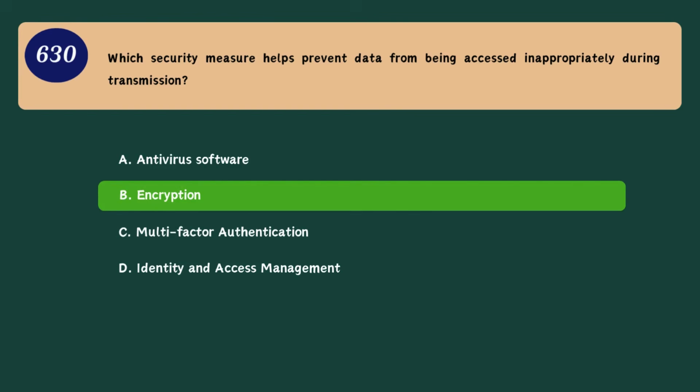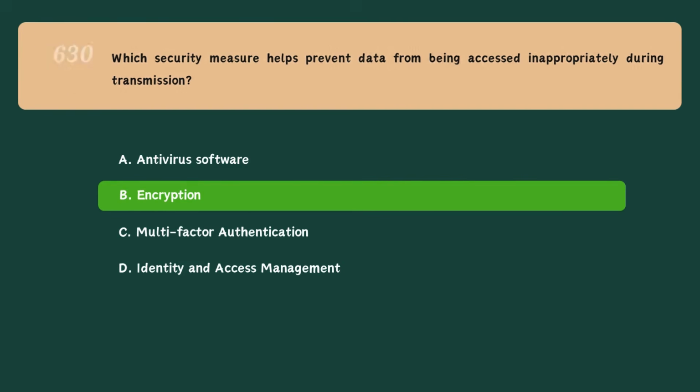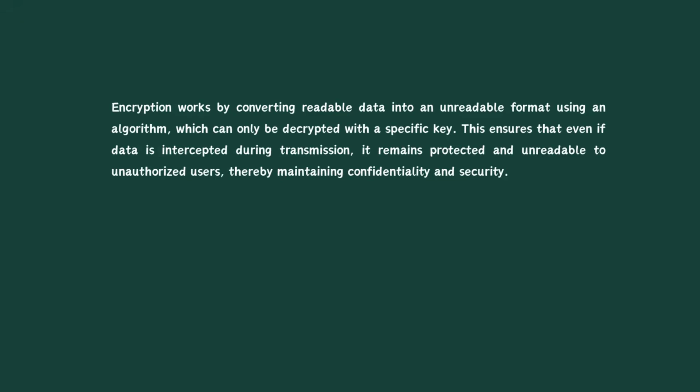Correct answer? B. Encryption. Encryption works by converting readable data into an unreadable format using an algorithm, which can only be decrypted with a specific key. This ensures that even if data is intercepted during transmission, it remains protected and unreadable to unauthorized users, thereby maintaining confidentiality and security.